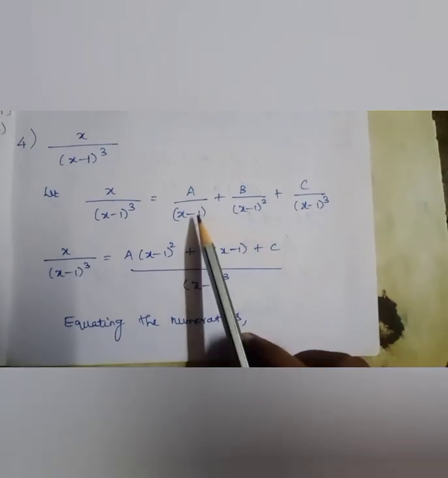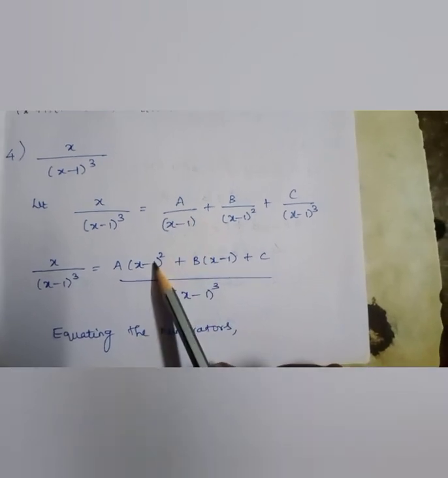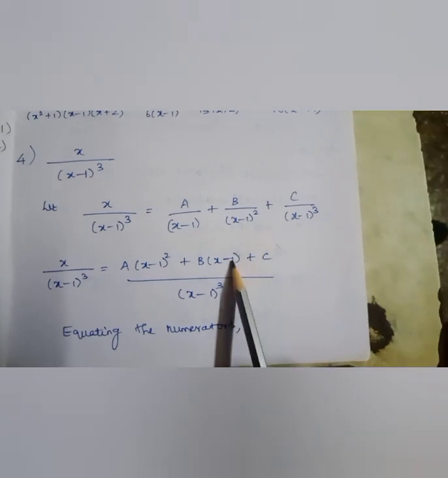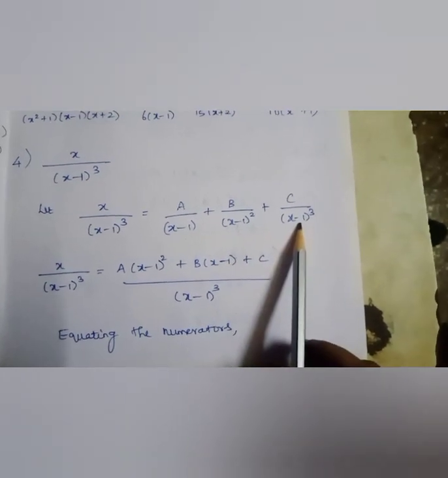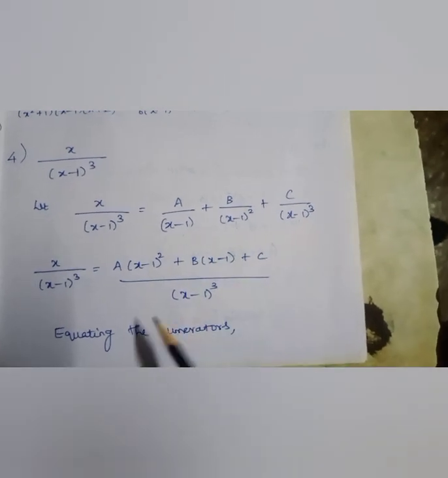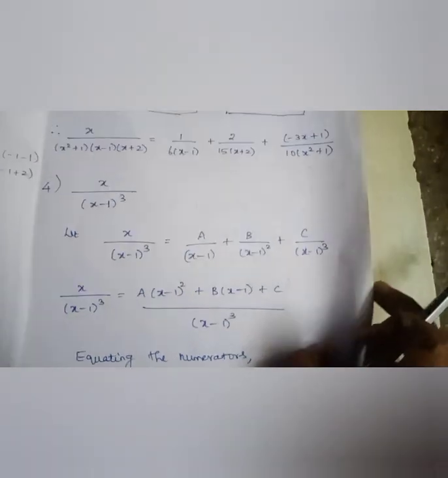Now take LCM. Here you are having x minus 1 alone. So what has to be multiplied in the numerator? X minus 1 the whole square. Here already you are having x minus 1 the whole square. So you have to multiply with x minus 1. Here the LCM itself is getting satisfied, so no need to multiply anything here. So you are having like this. Leaving the denominators, we will equate only the numerators.